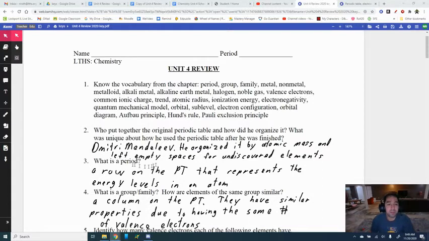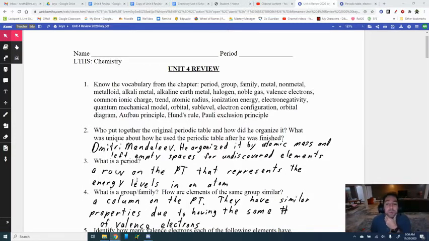Next, what is a period? So a period is a row on the periodic table. That's what PT stands for, by the way, periodic table. That represents the different energy levels in an atom. There are a total of 7 rows or periods on the periodic table, which means there are a maximum of 7 energy levels in an atom.